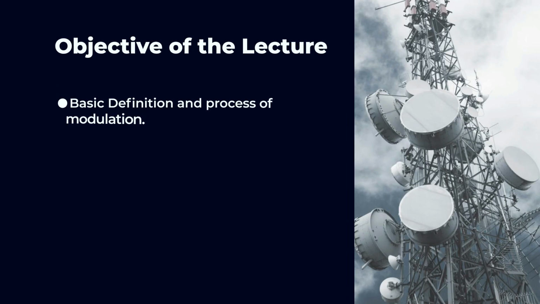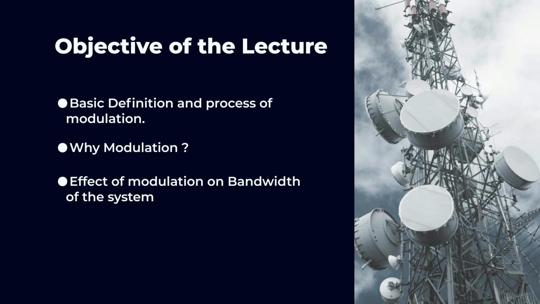This lecture is divided into two parts, that is, the first one is need of modulation and the second one is bandwidth requirement. Understanding this concept is crucial for appreciating how modern communication technologies function efficiently and reliably. The main objective of this lecture is, first, basic definition and the purpose of modulation. Second, why modulation, and third, effect of modulation on bandwidth of system.